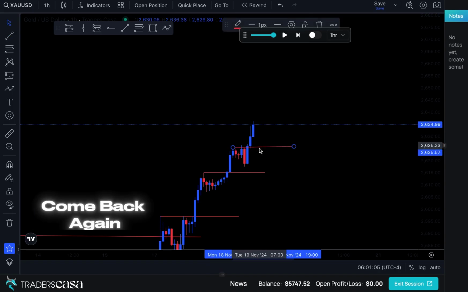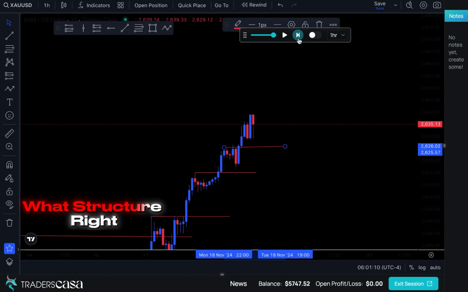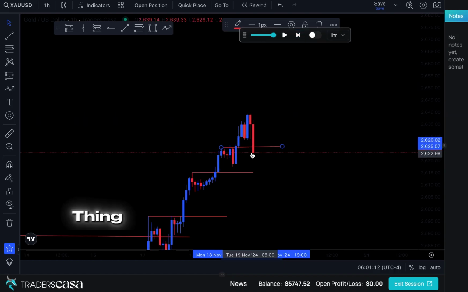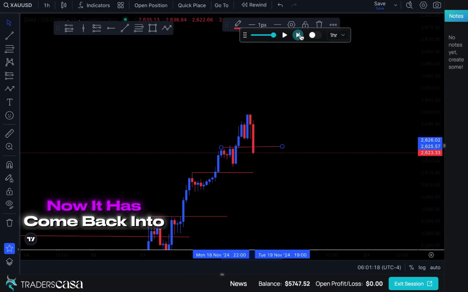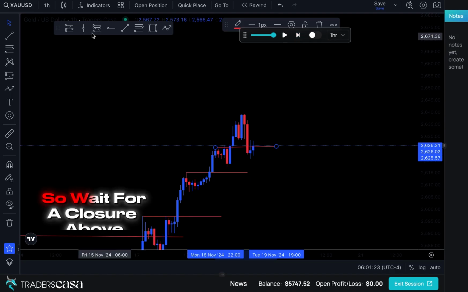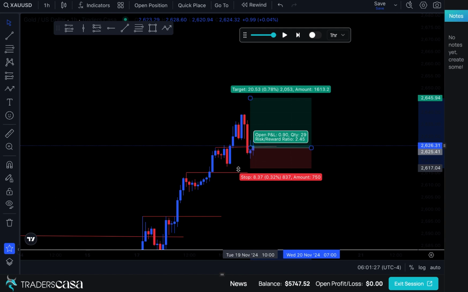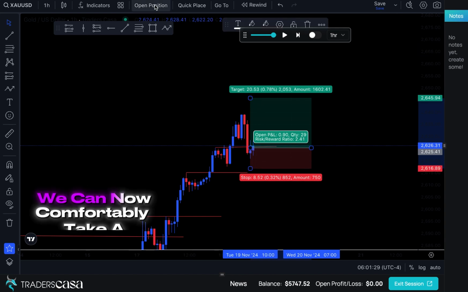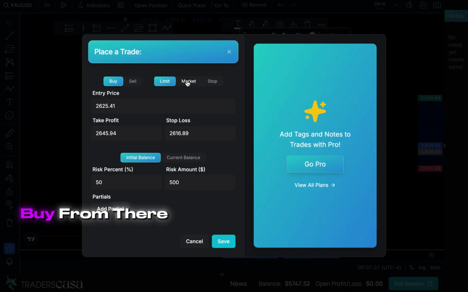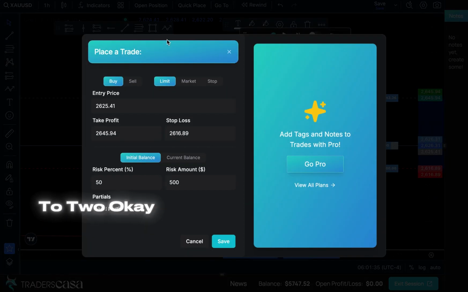Okay, it didn't come back again. It now went and broke another what? Structure, right? With the same thing happens. Now it has come back into that zone, and this is at New York session. So wait for a closure above for us to take a buy. All right, so we've gotten that. We can now comfortably take a buy from there with our stop loss below here. 1:2. Okay.